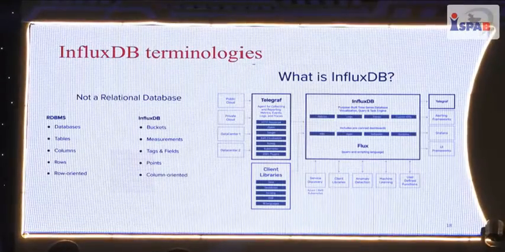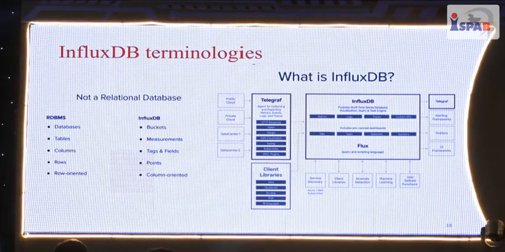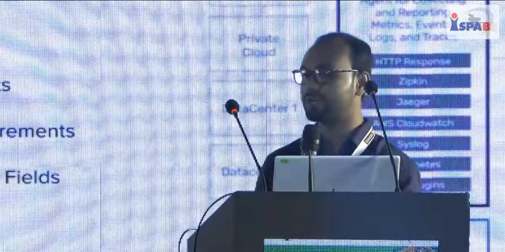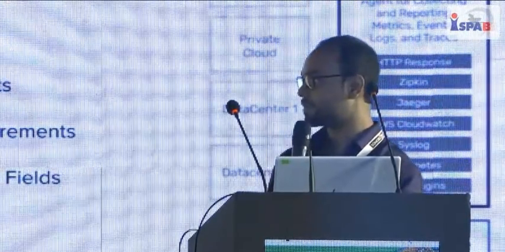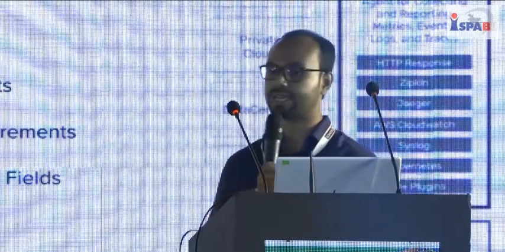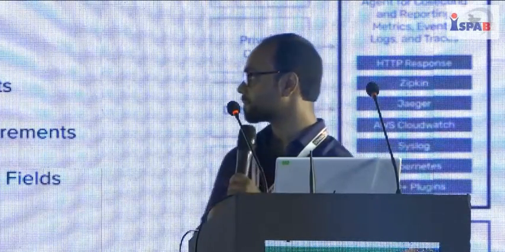Now, InfluxDB is a time series database. It is different from our traditional, well-known RDBMS database. The terminologies are different here. The databases are called buckets, the tables are called measurements, and the columns are called tags and fields. You need to specify which ones you want to use as tag values and which ones as field values, so as to optimize the cardinality of the entire database.